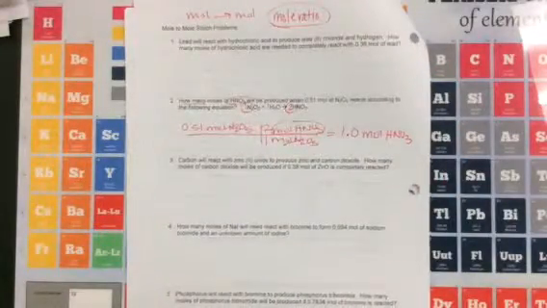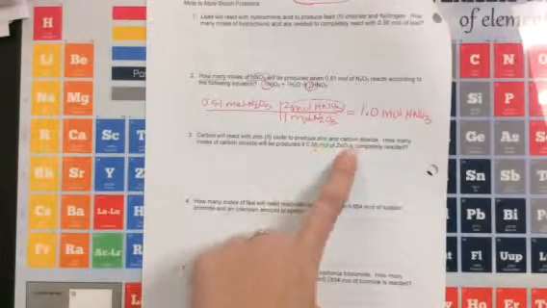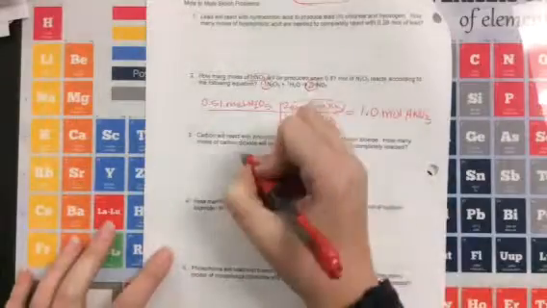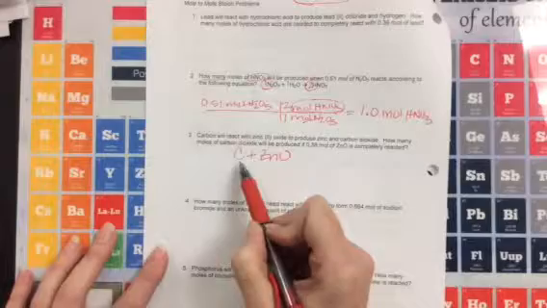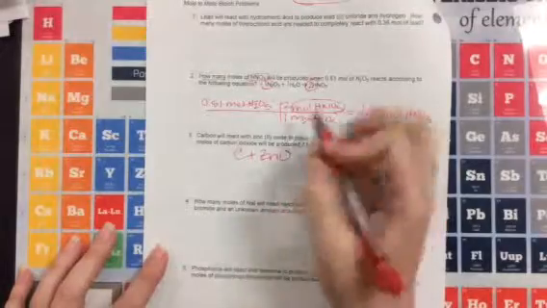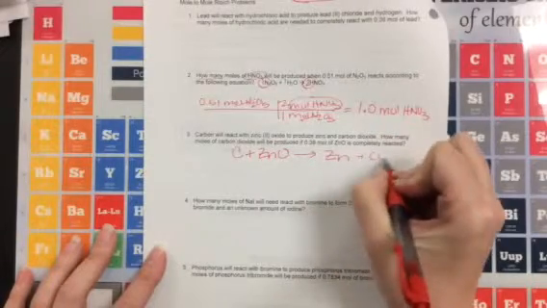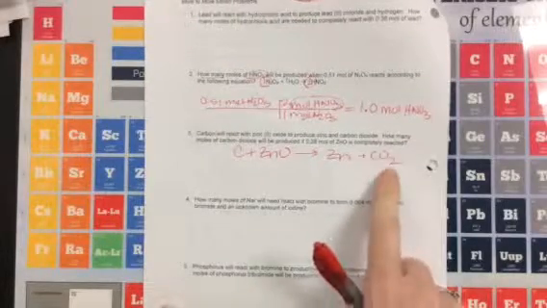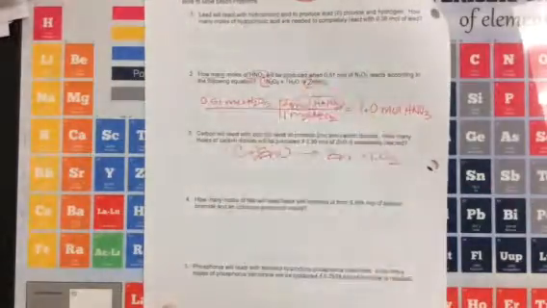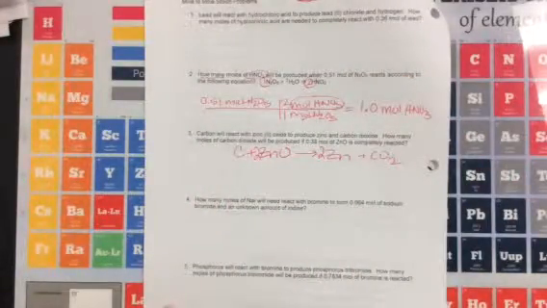Now to do another problem, we have carbon will react with zinc 2 oxide to produce zinc and carbon dioxide. I don't have a reaction, so I'm going to have to write it out. So we have carbon reacting with zinc 2 oxide to produce zinc and carbon dioxide. Now my first step before I do anything is I need to balance my reaction. I have 2 oxygens, 2 zinc, 2 zinc. Now everything's balanced.